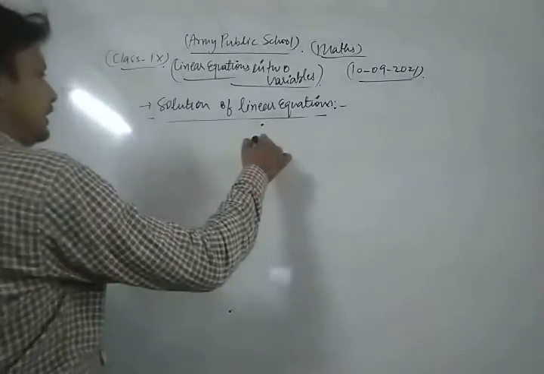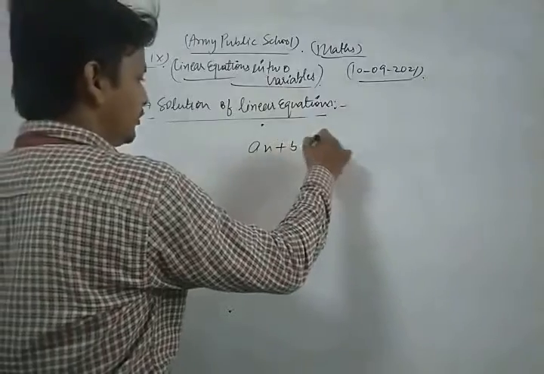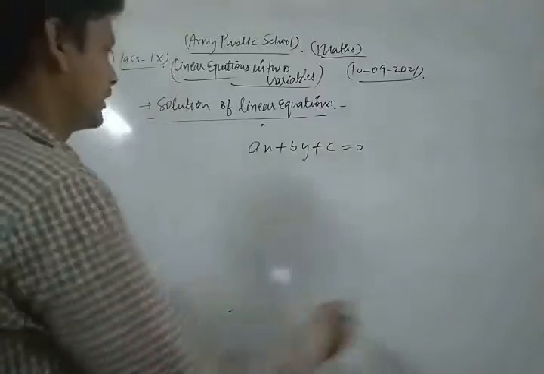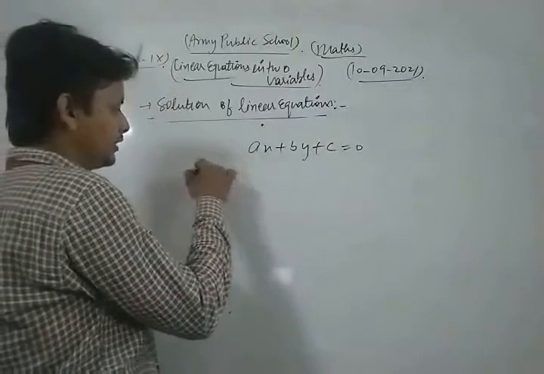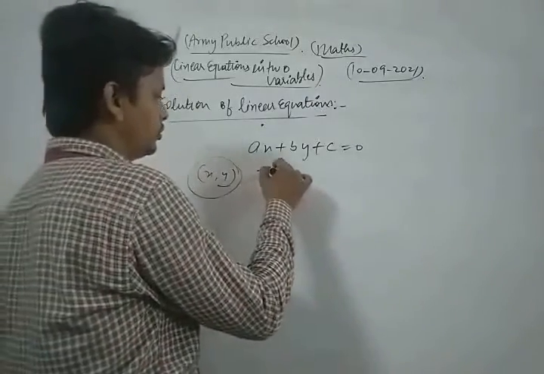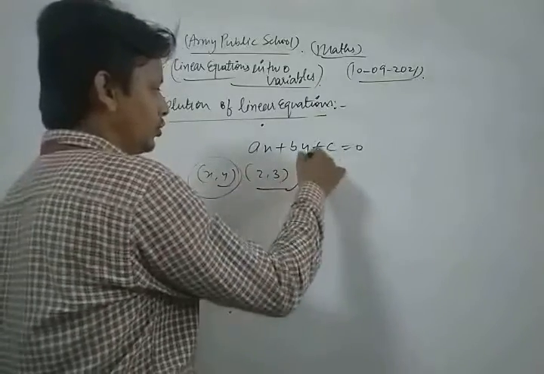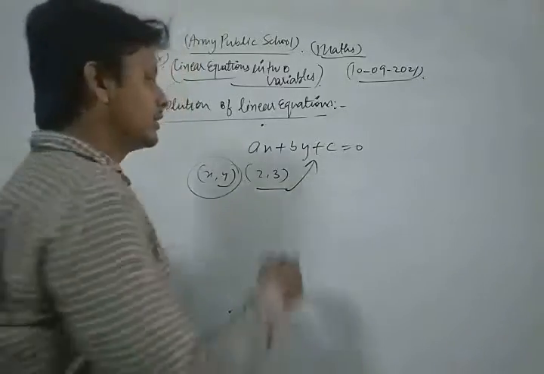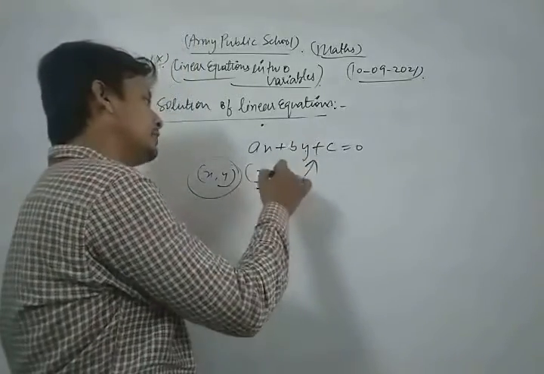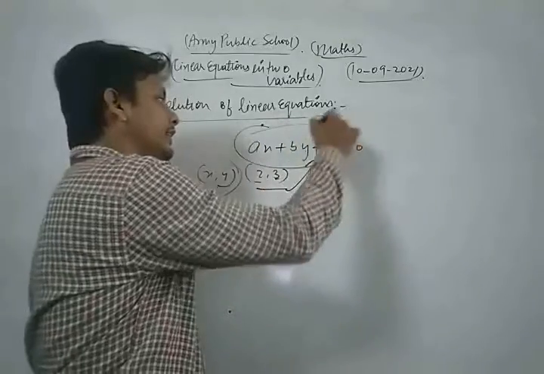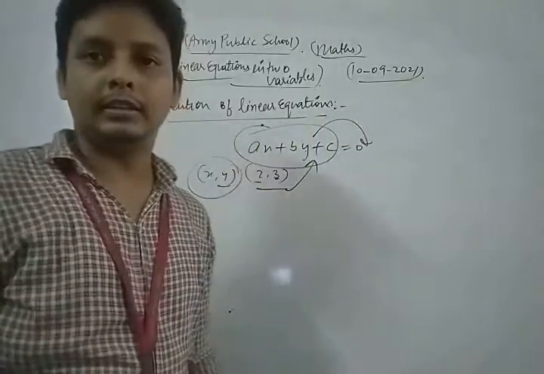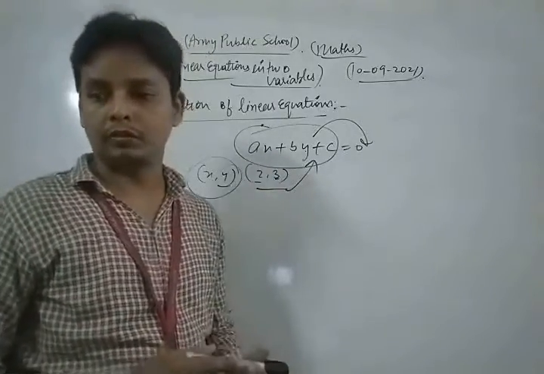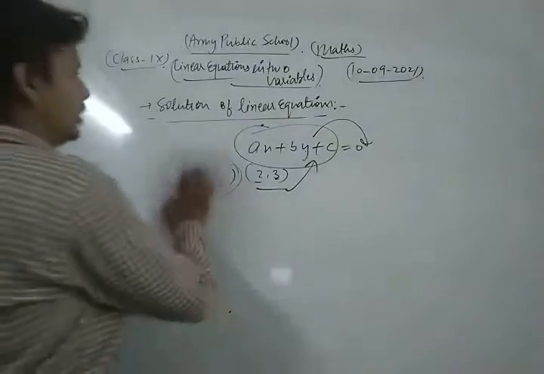suppose that we have any linear equation in the form of ax plus by plus c is equal to 0. What is the concept of that topic? Suppose that the pair of values x, y equal to 2, 3 is the solution of the given equation, it means that it must satisfy the given equation. Means if we replace x by 2 and y by 3 and after simplifying we get 0, then it is said that 2, 3 is the solution of the given equation. Now we take some important questions based on this topic.